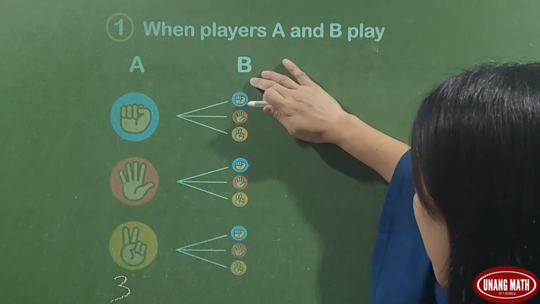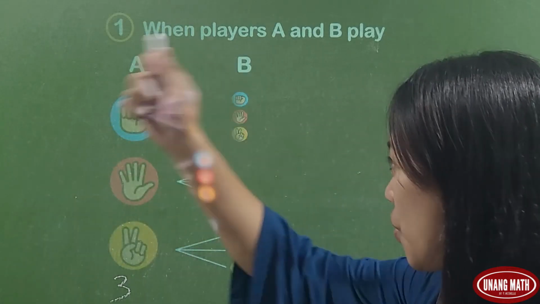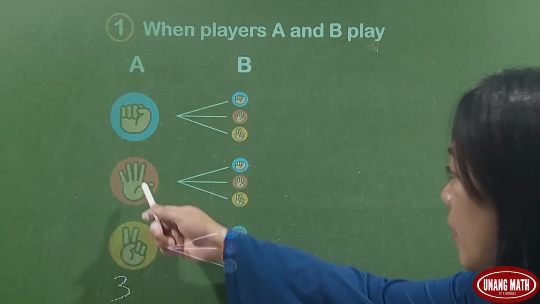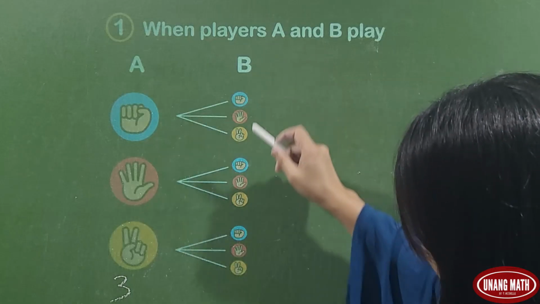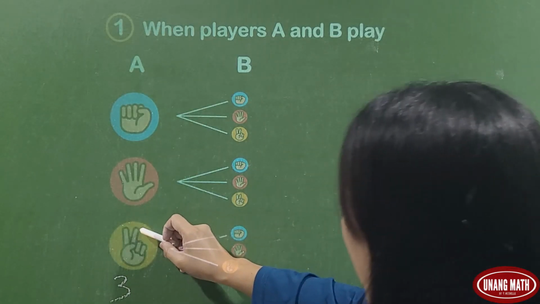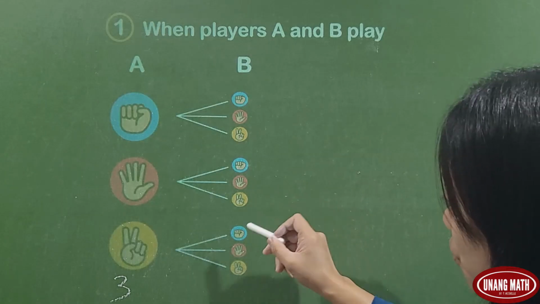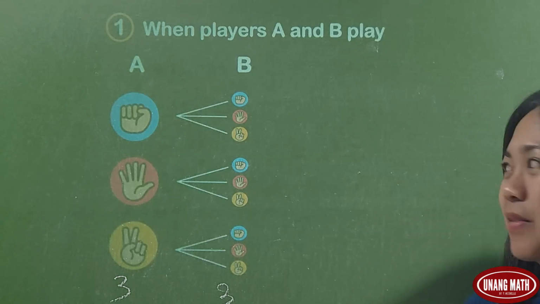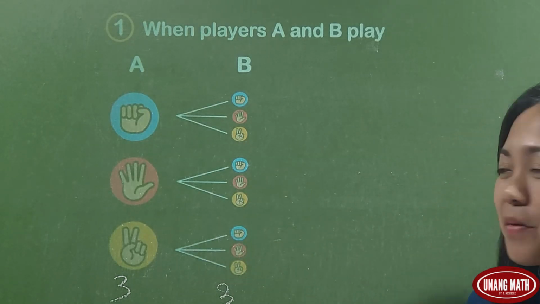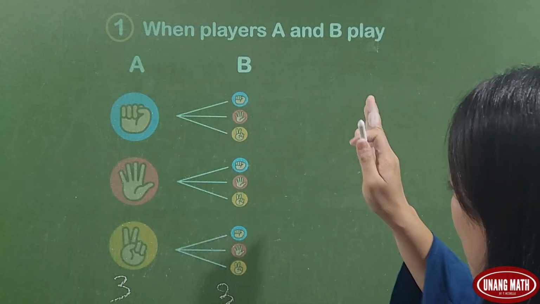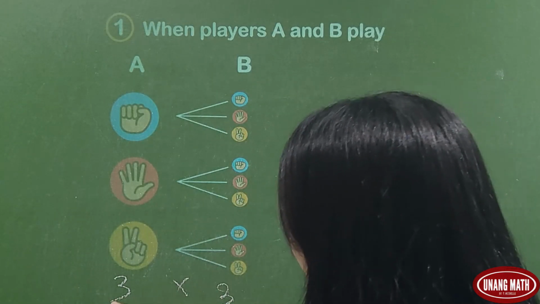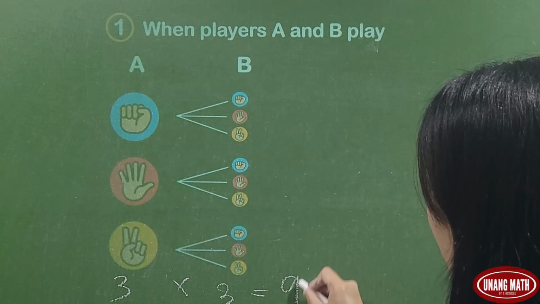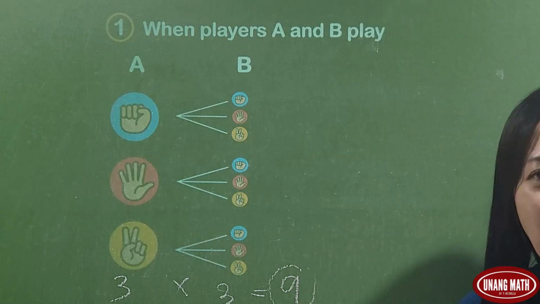What about for player B? So when A shows rock, B can show rock, paper, or scissors. When player A shows paper, player B can show rock, paper, scissors. When player A shows scissors, player B can show rock, paper, scissors. So for player B, also 3 outcomes. So to find all the possible outcomes when player A and B play rock, paper, scissors, we just have to multiply these numbers because they are playing at the same time. So this is now equal to 9. So we have 9 outcomes.